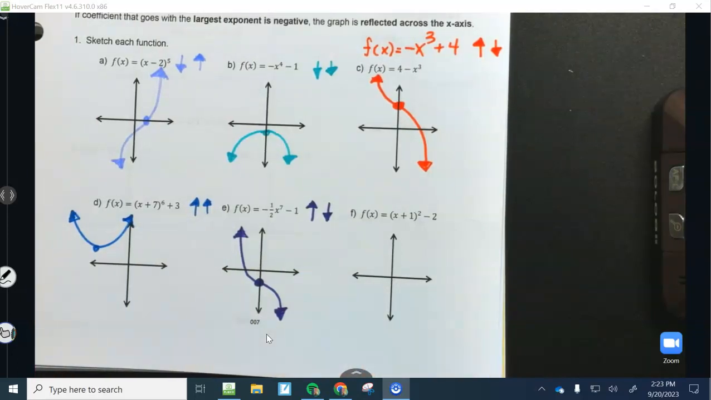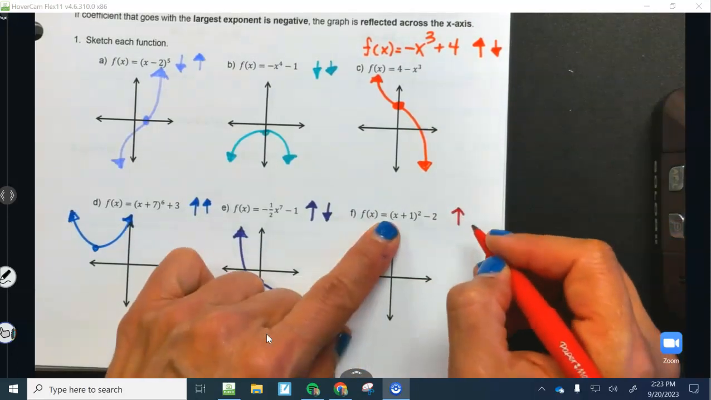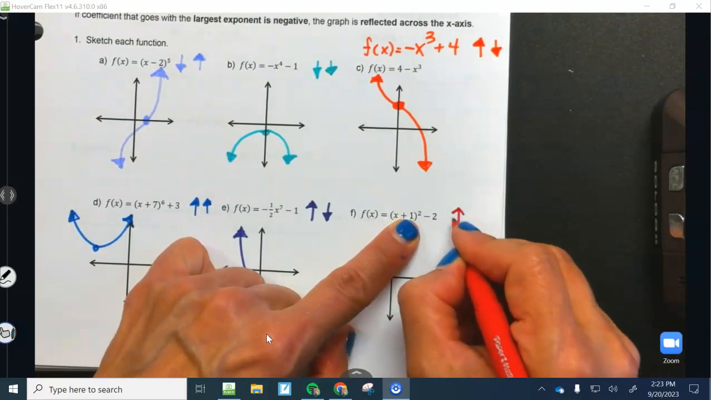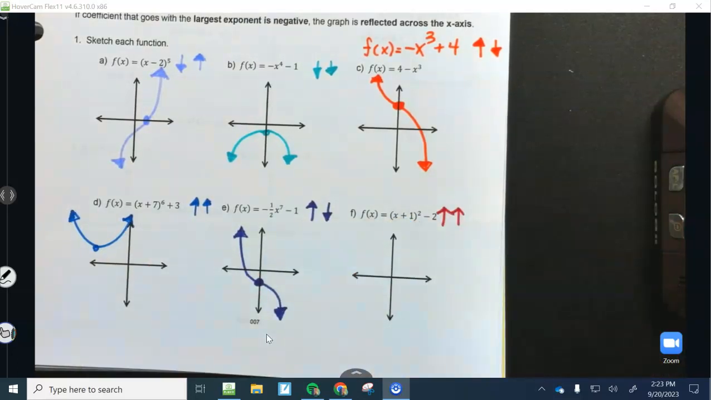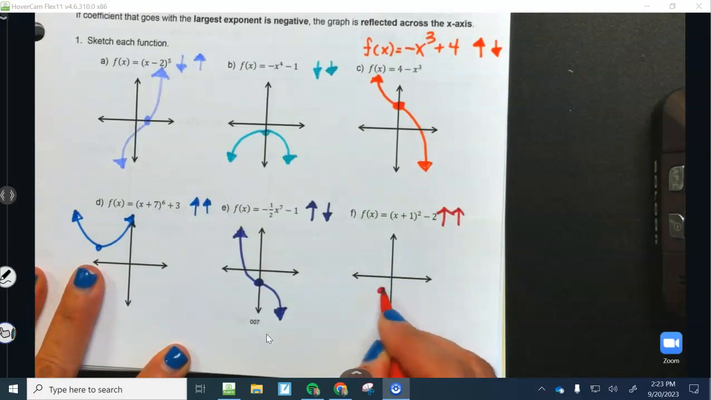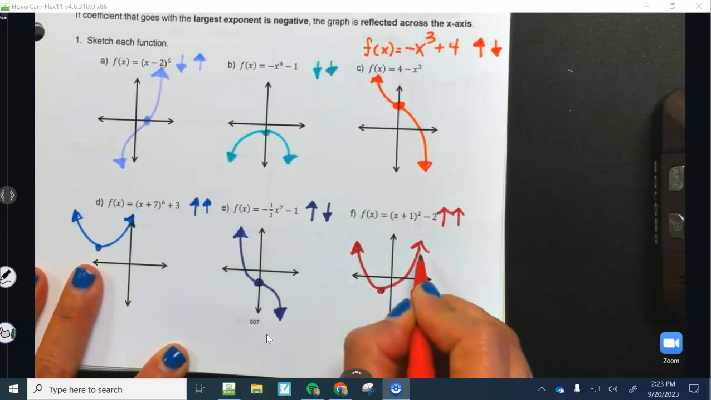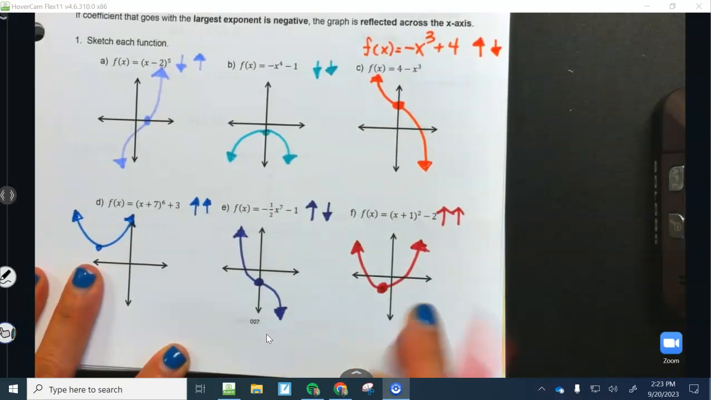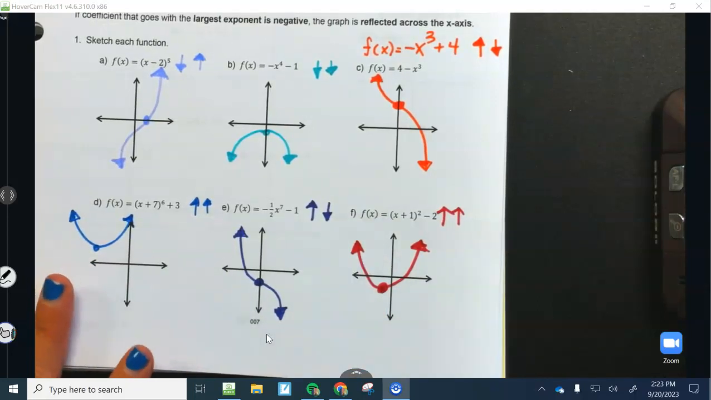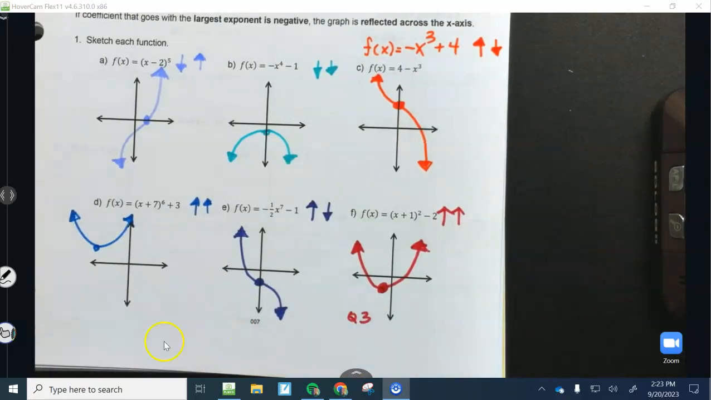All right, let's look at this very last one here on this page. Leading positive is up on the right. Even exponent, same end behavior. Where's HK? It's going to be in the 4th quadrant. Over to the left one, down 2. So it's going to look something like this. 1, 2, 3. It is the 3rd quadrant. Quadrant 3. You're right. Good job.